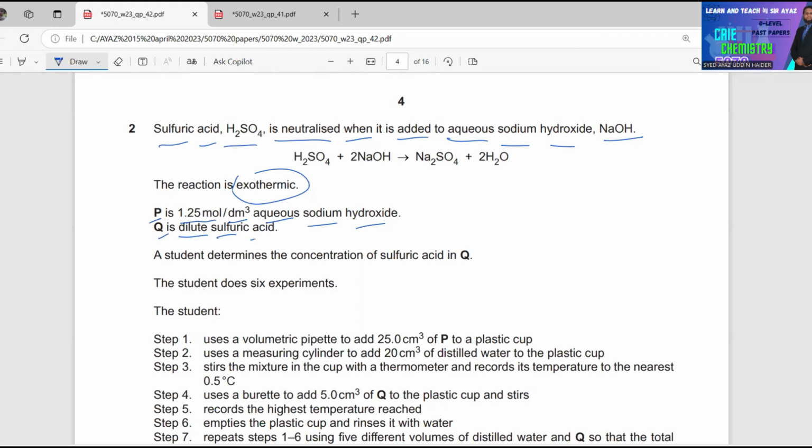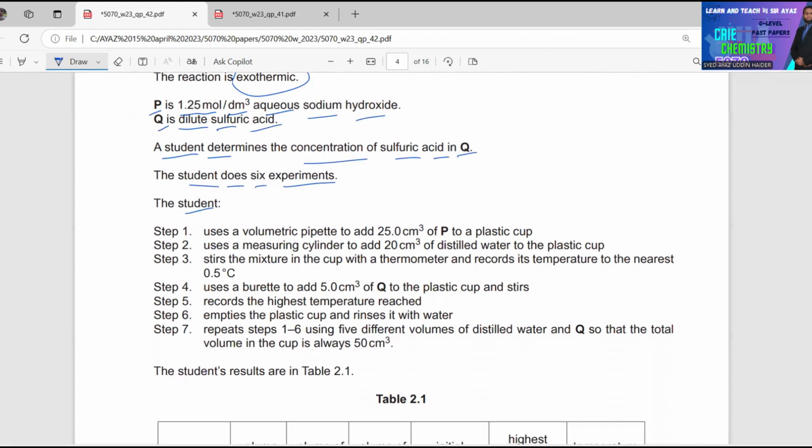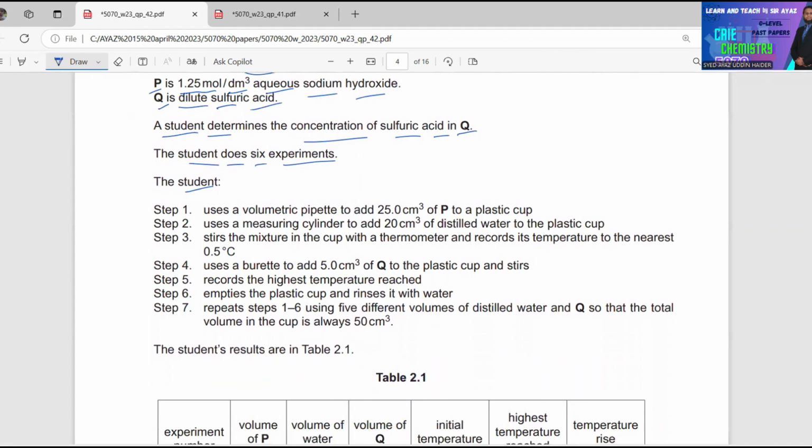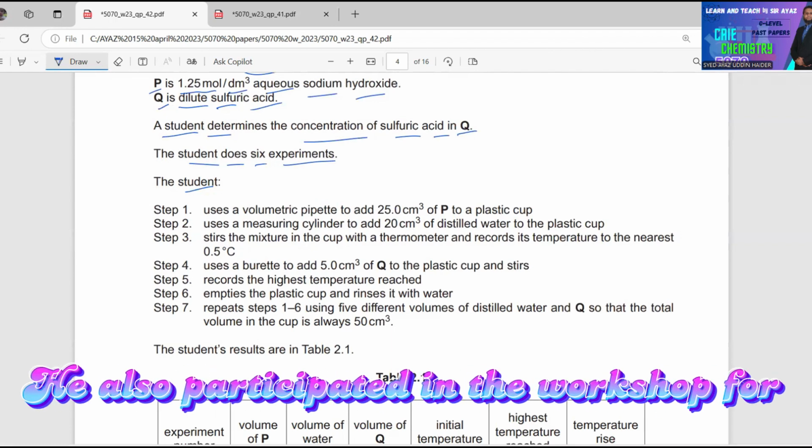Q is dilute sulfuric acid. A student determines the concentration of sulfuric acid in Q. The student does 6 experiments. The student, in step number 1, uses a volumetric pipette to add 25 centimeter cube of P to a plastic cup. Step 2 uses a measuring cylinder to add 20 centimeter cube of distilled water to the plastic cup. In step 3, stirs the mixture in the cup with the thermometer and records its temperature to the nearest 0.5 degrees centigrade.